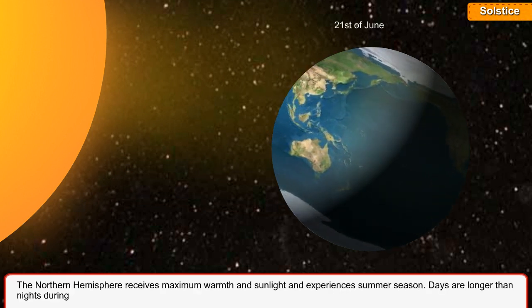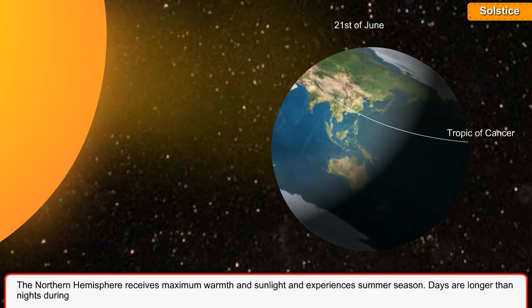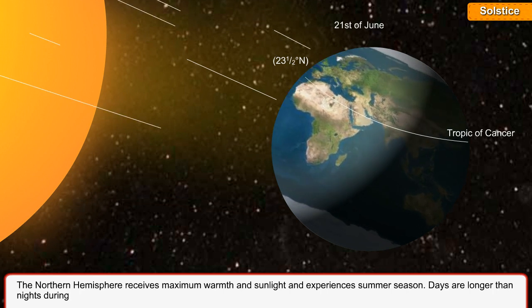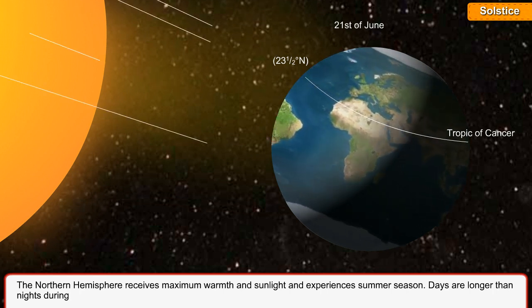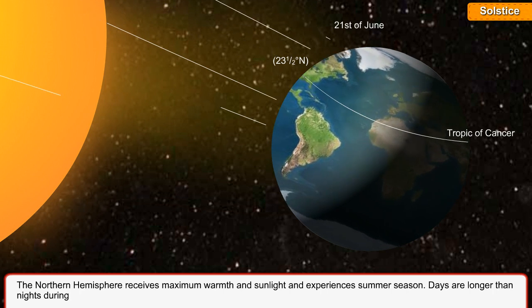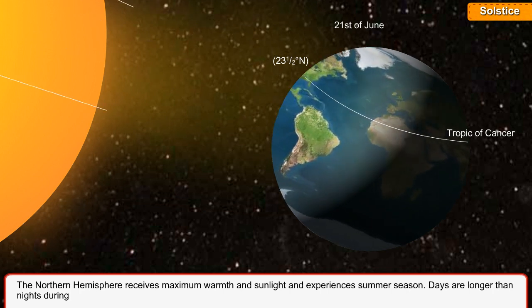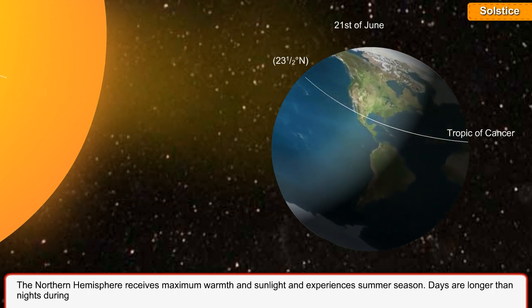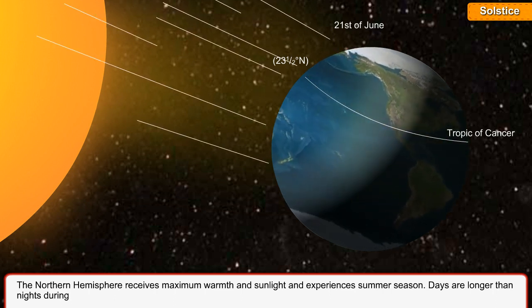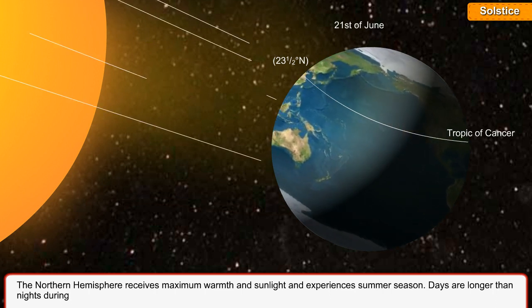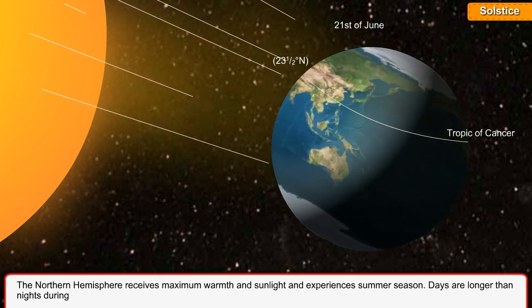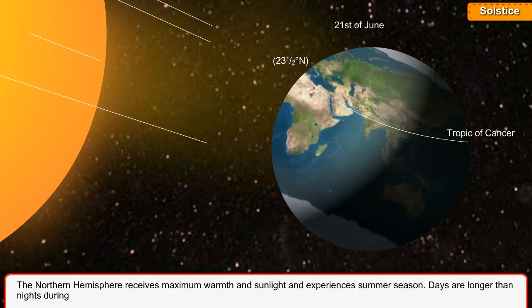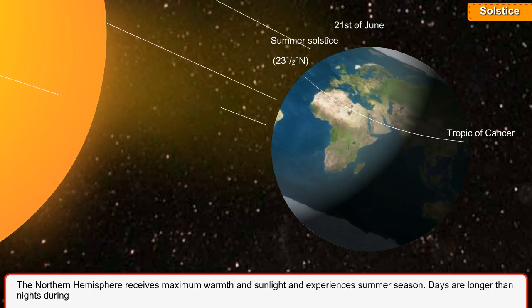On 21st of June the Tropic of Cancer, 23.5 degrees north, receives the direct rays of the sun. The northern hemisphere receives maximum warmth and sunlight and experiences summer season. Days are longer than nights during this period. Places in the northern hemisphere experience longest day and shortest night on 21st June, summer solstice.